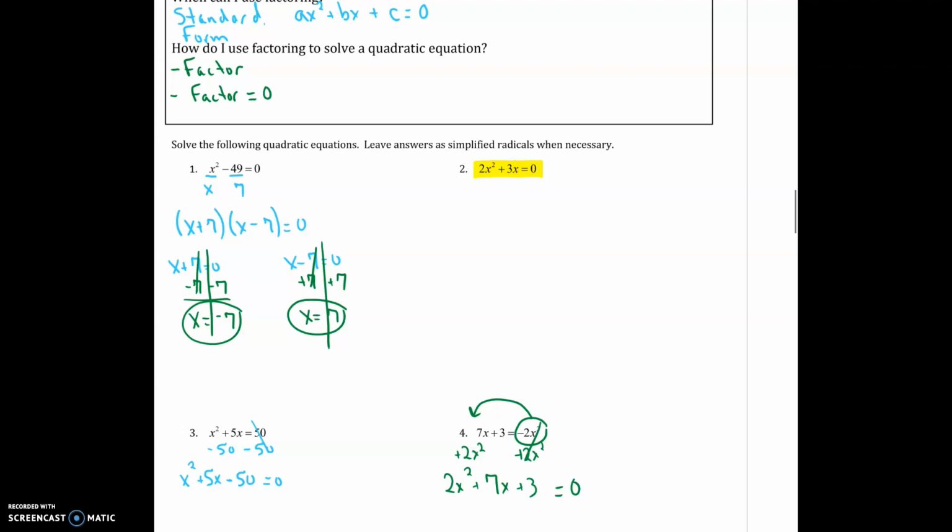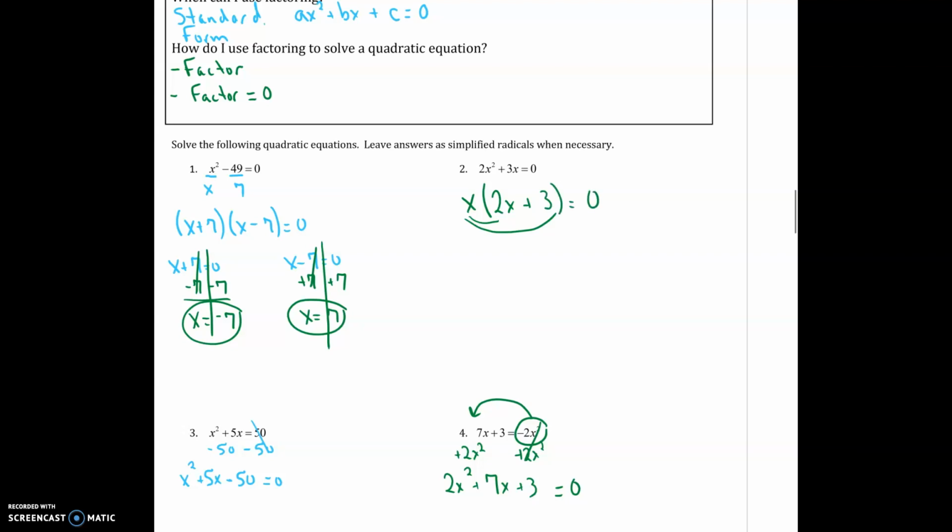Number 2, the first thing I'm going to attempt is a GCF, a greatest common factor. And what I notice is in this problem, I can factor an x out of both terms. So I'm going to do that. And I want to ask myself, x times what makes 2x squared? And that's 2x. And there's the plus sign. X times what gives you that 3x? And that's 3. And now this is factored completely.